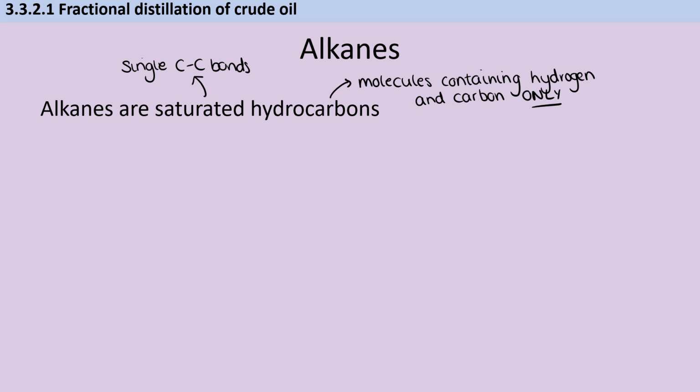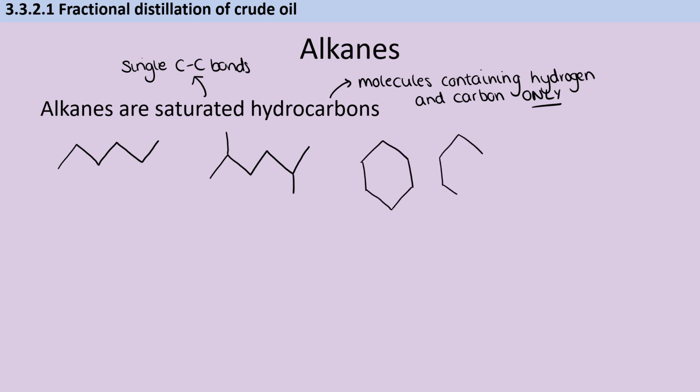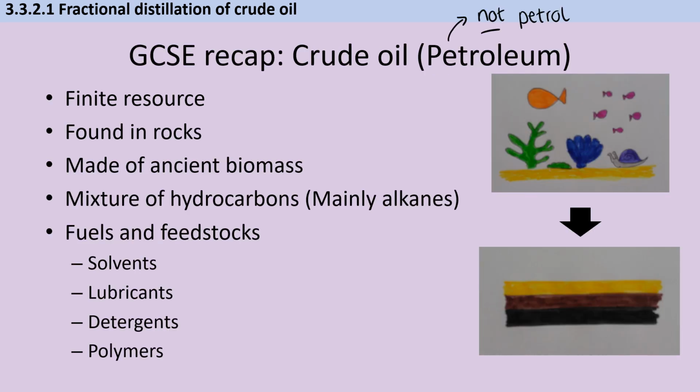Now at GCSE, all you met were these long chain alkanes, and those do exist, but they're not the only alkanes. So in addition to these chain alkanes, we also have branched alkanes that have additional groups coming off them, and we also have cyclical alkanes and even ones based on benzene rings. Depending on the particular properties of those alkanes, they might be more useful as fuels or as feedstocks to make things like solvents, lubricants, detergents and polymers.